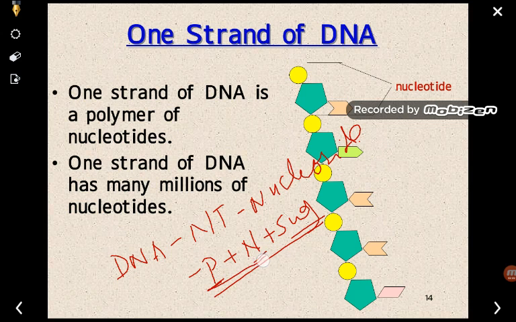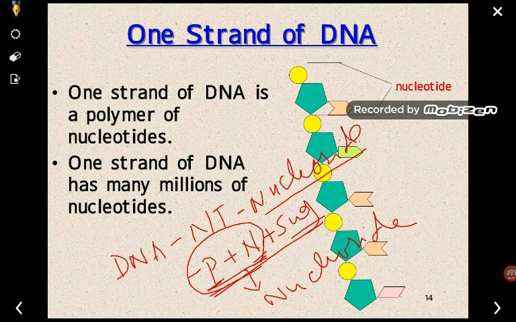The phosphate, sugar and nitrogen bases come together and form the nucleoside. So a nucleoside is nothing but the combination of the phosphate, sugar as well as the nitrogen base. One can say that a nucleoside is the combination of phosphate, sugar and nitrogen bases.